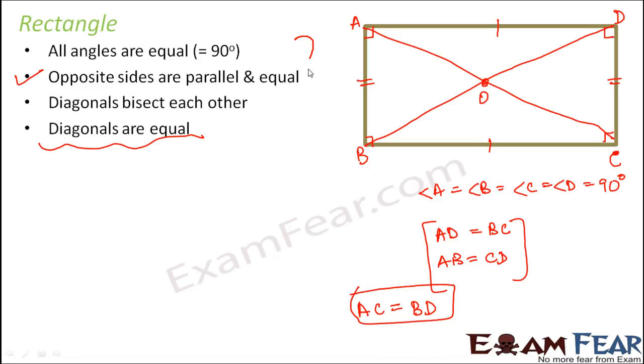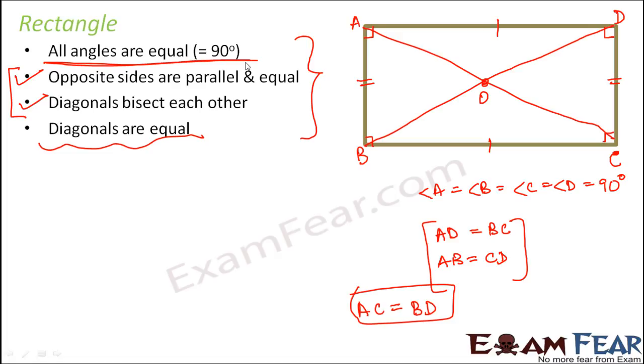Now when you look at the properties of a rectangle, do you see any similarity between a rectangle and a parallelogram? Yes, the second and the third properties are common between rectangle and parallelogram. Is there any property which is extra in the case of a rectangle? Yes, the first property and the fourth property. The first property is that all angles are equal. This is a special property of a rectangle. There was no such requirement in the case of a parallelogram.